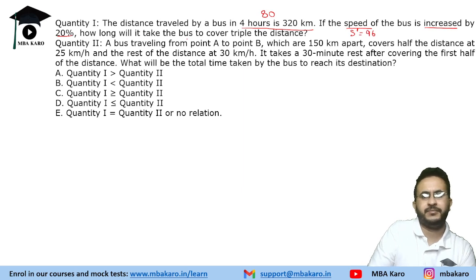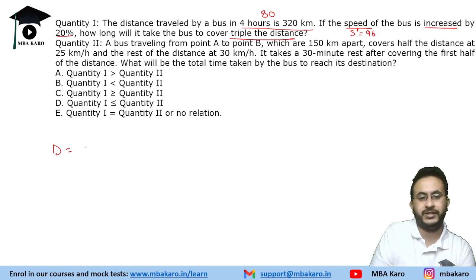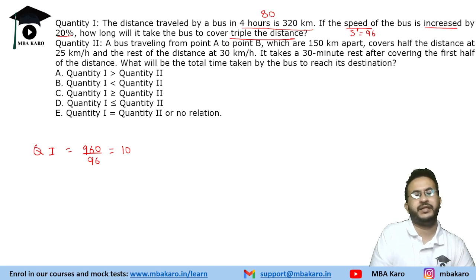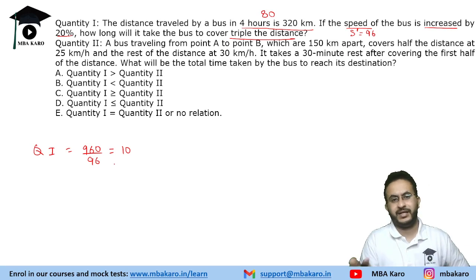And the time taken by the bus to cover triple the distance. So distance is now 320 into 3, that is 960. And speed is now 96, so that is 10 hours. So quantity 1 is 10 hours. Okay, so easy to calculate.